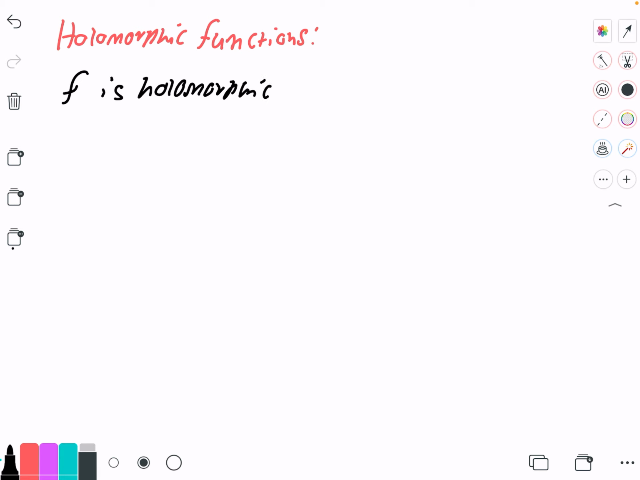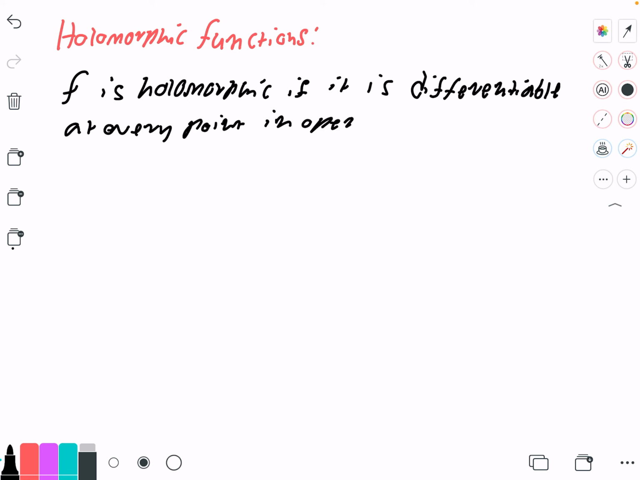So now we're going to define a very important type of function, which is a holomorphic function. These are extremely important in complex analysis. So we're using the same definition of f. I say a function f is holomorphic if it is differentiable at every point of an open set S, which is a subset of the complex plane. Okay? So this is a little bit different than just saying this function is differentiable everywhere in R, because this is actually much stronger in C.